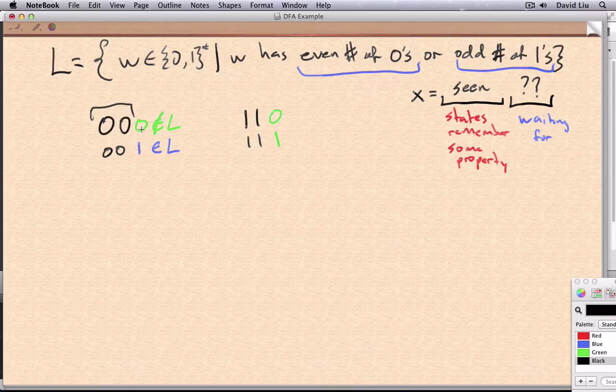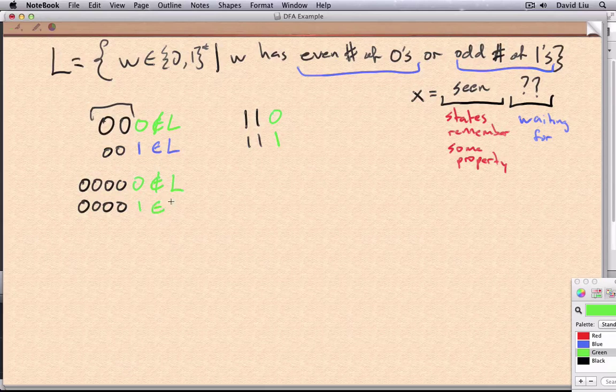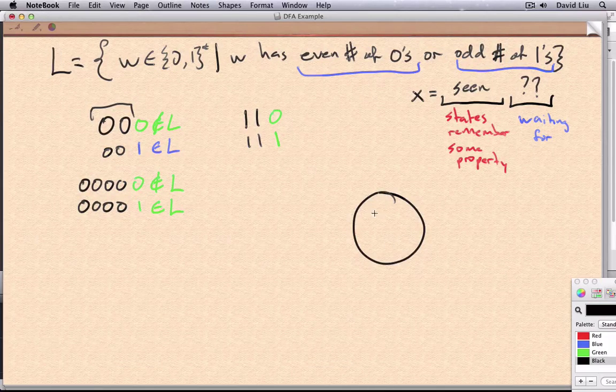So what if I thought the property that really is important about 00 at this point is that 00 has an even number of zeros? Well, certainly if I had the string 0000, and then I read in either a 0 or a 1, then I'd get the same result happening of either being in L or not being in L. So maybe this means I should have a state in my DFA which is just even number of zeros. And all the strings that have an even number of zeros reach this state.